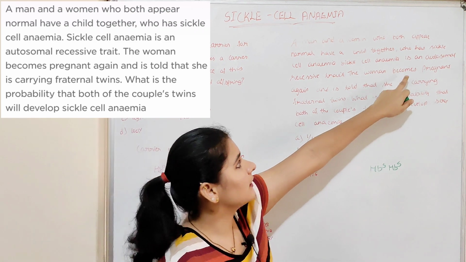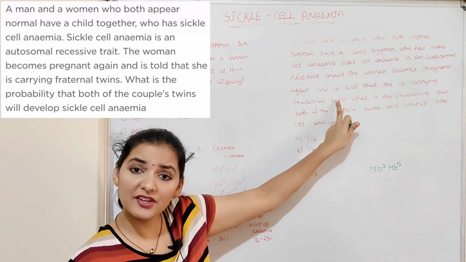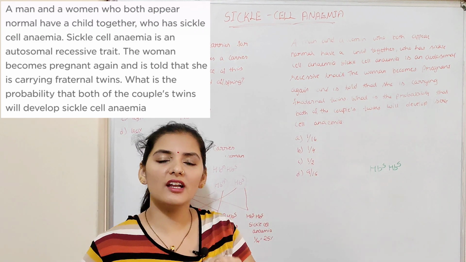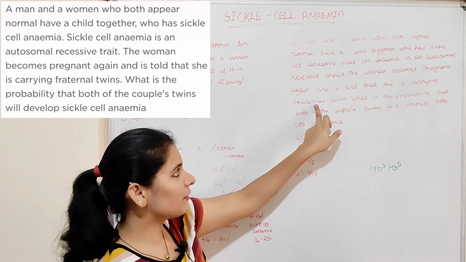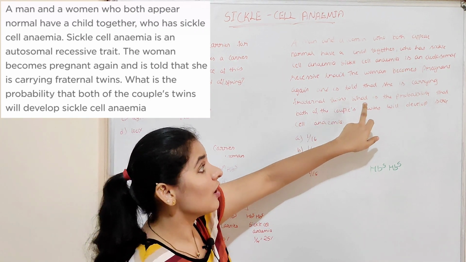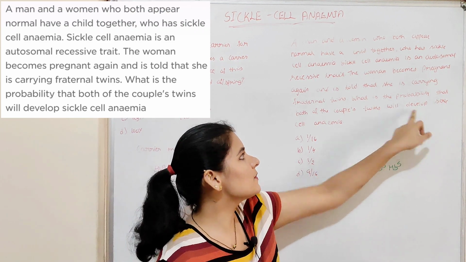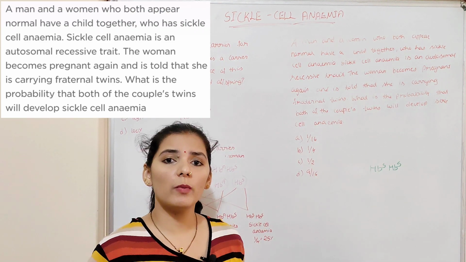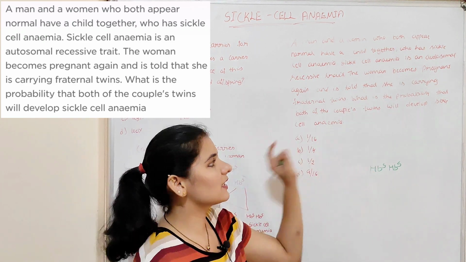Now that mother is pregnant again and is told that she is carrying fraternal twins. Fraternal twins means two different eggs fertilized to produce two different zygotes. So she is carrying fraternal twins. The question is, what is the probability that both of the couple's twins will develop sickle cell anemia? So what is the probability that both children of the twins will develop sickle cell anemia?